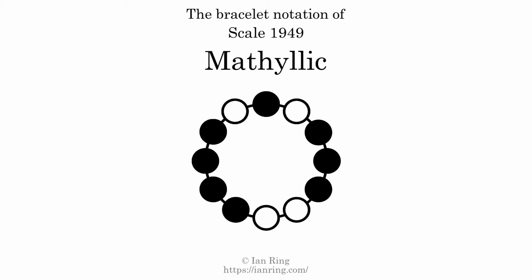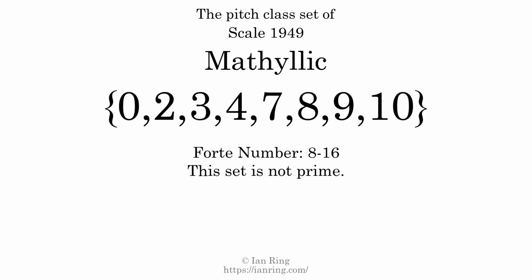This is a bracelet notation diagram of scale 1949. The shaded circles represent tones that appear in the scale, and they are read clockwise, starting at the top. The pitch class set for this scale is 0, 2, 3, 4, 7, 8, 9, 10. The fault class is 8, 16. This set is not prime.